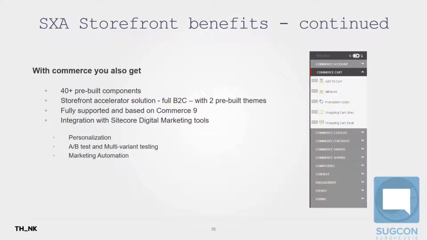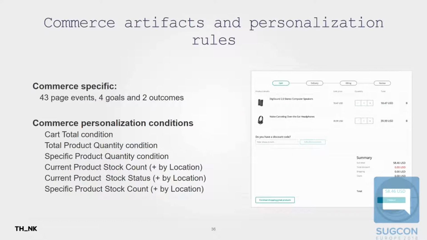We are actually doing a B2B version of the same thing, so an accelerator solution for B2B is coming. And it's fully supported. It's based on Sitecore Commerce 9. And it has full integration with the digital marketing tools. So personalization, A/B testing, automation comes out of the box. And I think it is 40 plus automation already there. So 43 page events already there, 4 goals, and 20 outcomes. So you can actually use that.